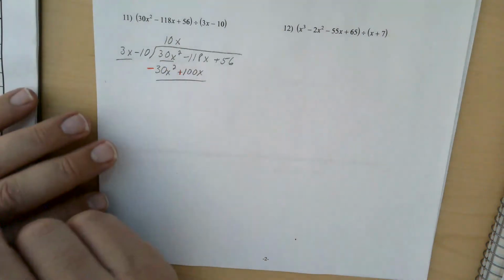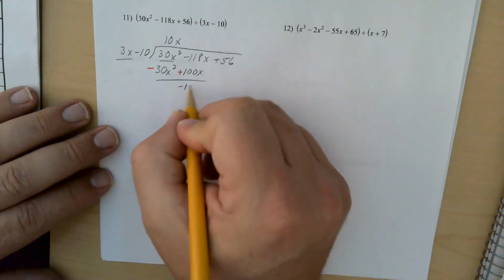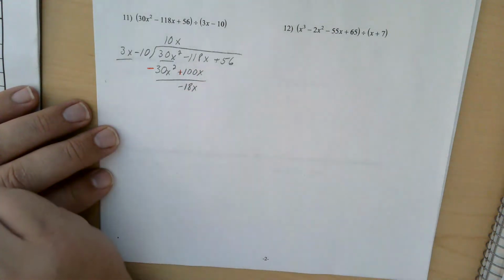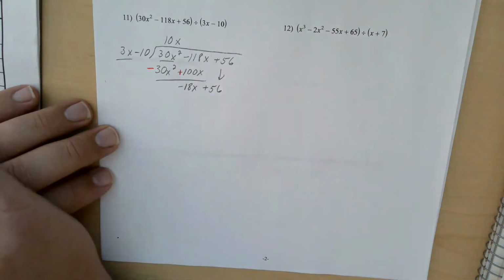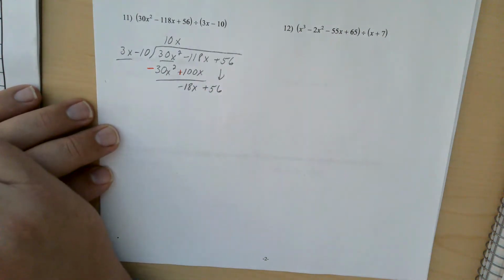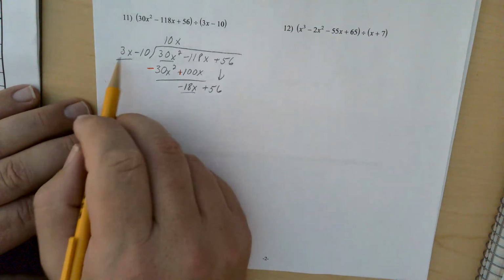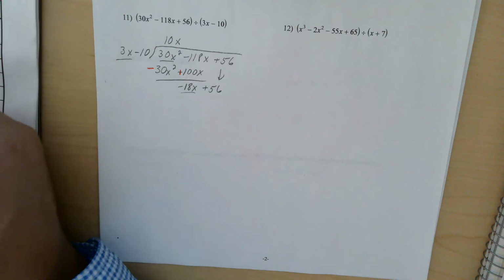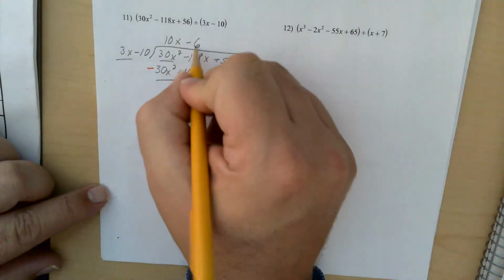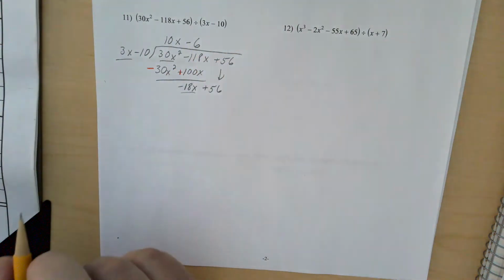The x squareds are gone. This results in a negative 18x, and I'm going to bring down the 56. And the good news is I get to start this process over again, and you'll know you did it correctly because 3 will fit into negative 18. Negative 18 divided by 3 is negative 6. You don't need any x's. The x's would cancel out.